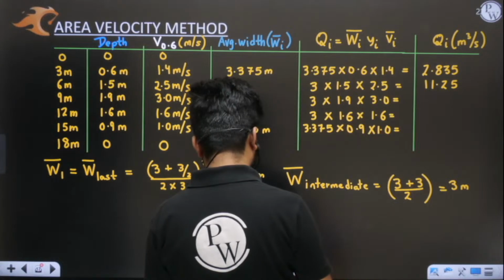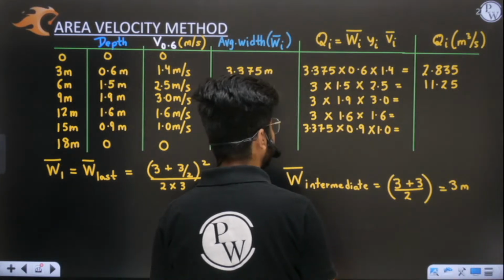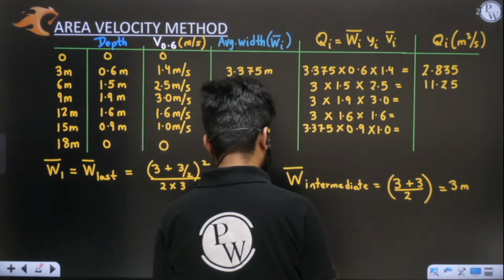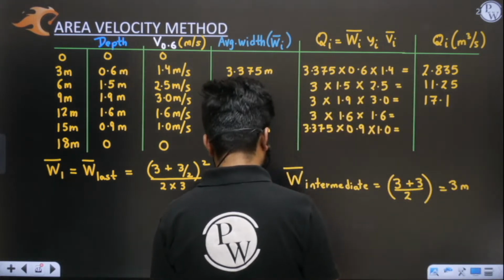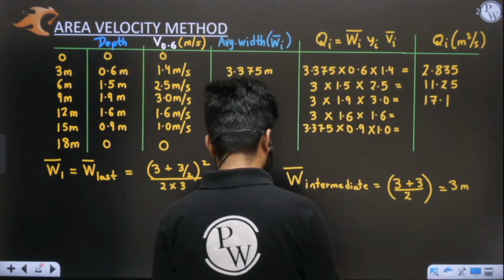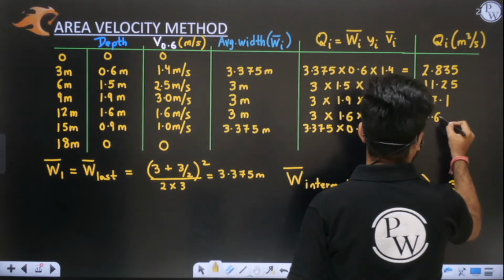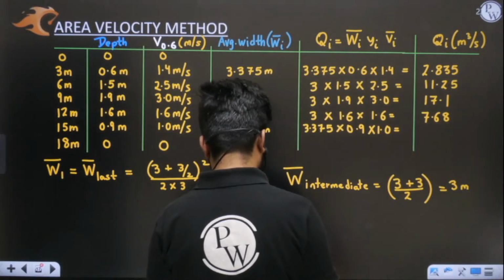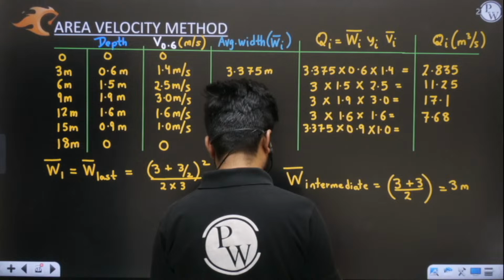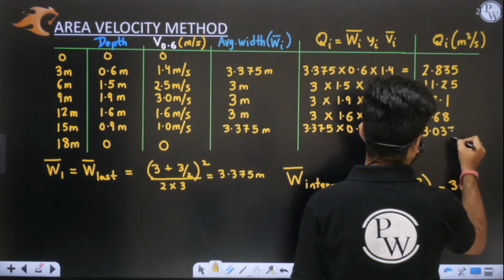Multiply 3 into 1.9 into 3. We are getting 17.1. Again multiply 3 into 1.6 into 1.6. We are getting 7.68. And again multiply 3.375 by 0.9, we are getting 3.0375 meter cube per second.